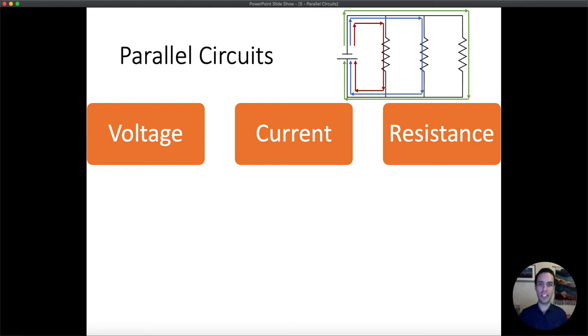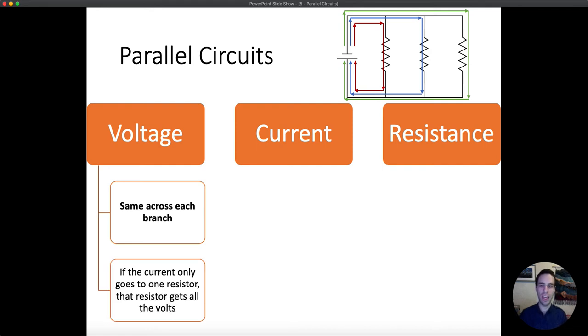Voltage in a parallel circuit is the same across every branch, so each resistor gets the full battery voltage. That happens because if the current only goes to one resistor, then that resistor can get all of the volts. For example, the green current, in the diagram on the top, only passes by one resistor, so there's no sharing of voltage required.